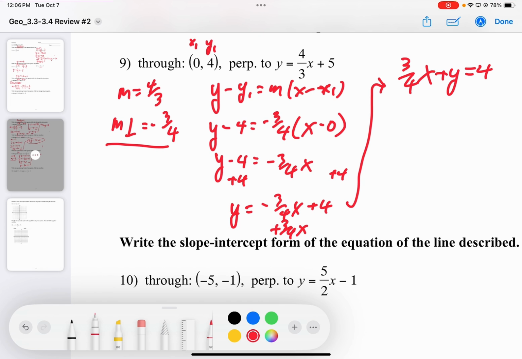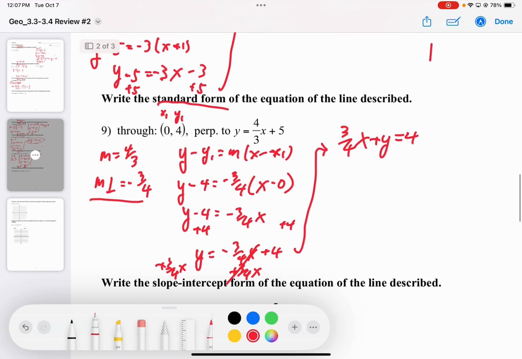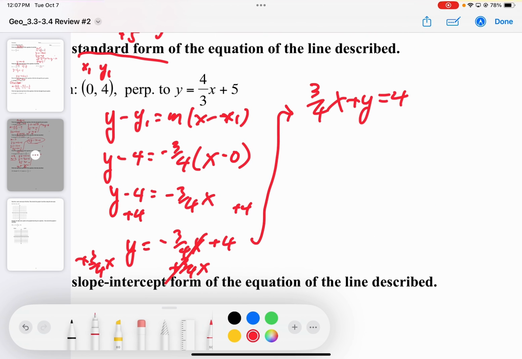So add 3/4 x. All right, and then what? I'm almost there. I need it in standard form, ax plus by equals c. But what do I have to get rid of? Multiply everything by 4, because I need to get rid of my fraction, right? So multiply everything by 4. And I would get 4 times 3/4 is just 3. Plus 4 times y is 4y equals 16. So 3x plus 4y equals positive 16 is what you should get for that one. Does that make sense? Okay. All right. Okay.